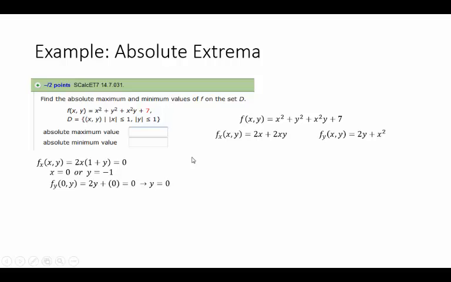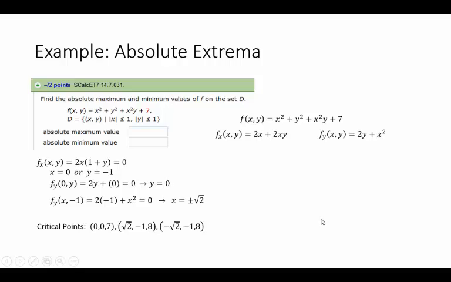Now let's take y is equal to -1 and put that into the fy, set that equal to 0, and I get an x value of plus and minus the square root of 2. So we're going to end up with 3 critical points. (0, 0), and if I put (0, 0) into the original function, I get 7. (Root 2, -1), back into the original function, I get 8, and then I get another 8 for the other one.